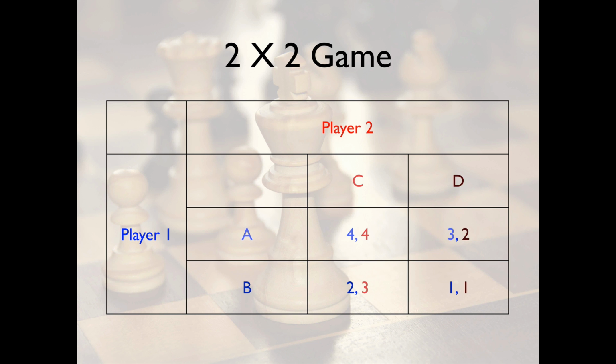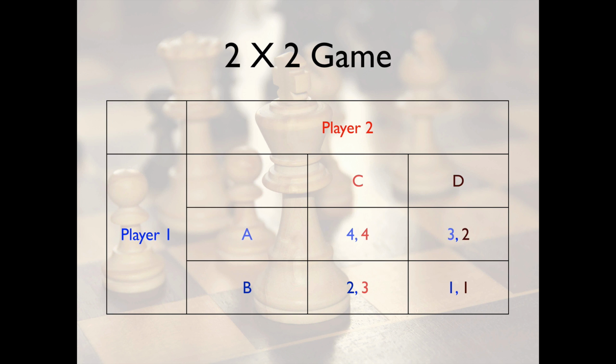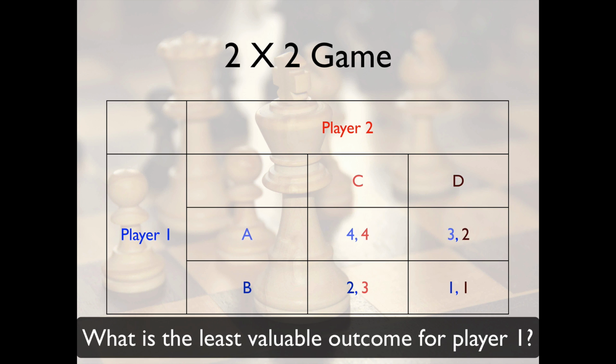Now that 4 doesn't necessarily represent an absolute value. It doesn't mean it's worth $4 or $4 million. It could be worth anything. But the 4 is a relative value. So 4 is more valuable than 3. 3 is more valuable than 2. So given that information, if I ask you what is the least valuable outcome for player 1, the answer should be pretty obvious.